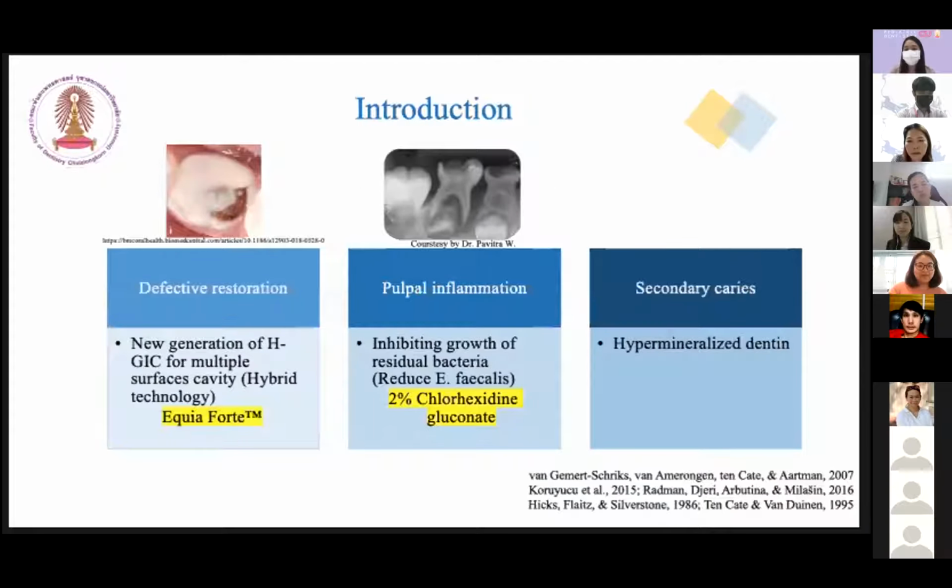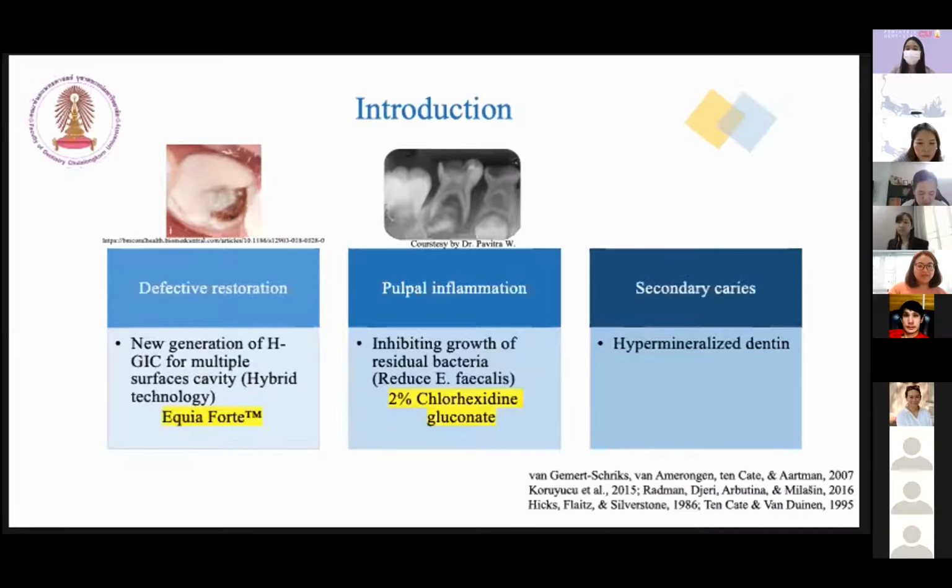The selective caries removal method provides high survival rate, but there are several factors that cause the failure of ART. There are defective restoration, pulpal inflammation, and secondary caries. The factor of defective restoration.